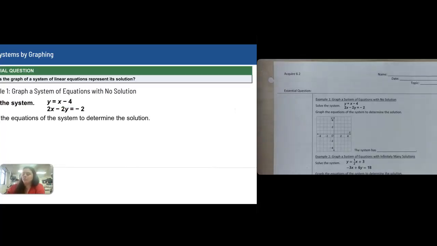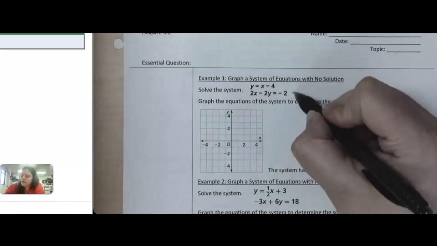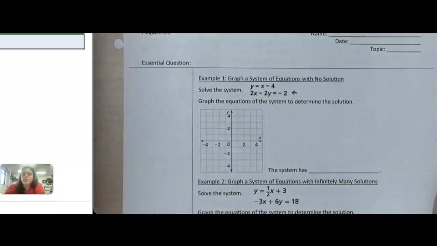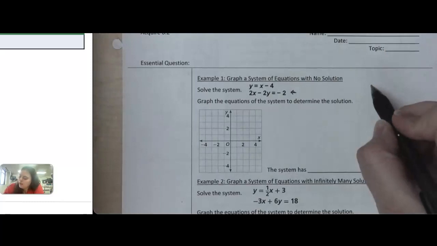Our first example, we're going to solve the system y equals x minus 4 and 2x minus 2y equals negative 2. We want to graph these equations, but before we do that, we want to first rewrite our second equation in the form of y equals mx plus b. This way, we will be able to easily do the slope and the y-intercept. So off to the side here, I'm going to do that.